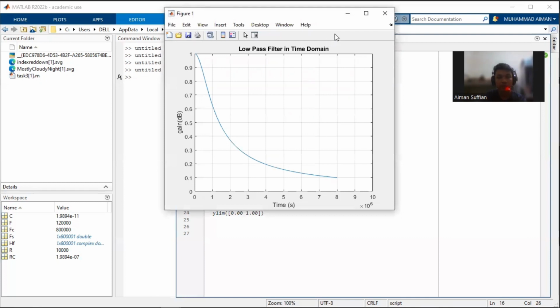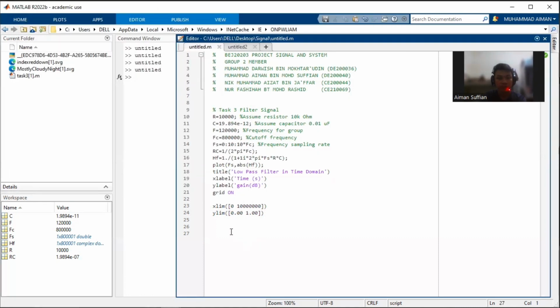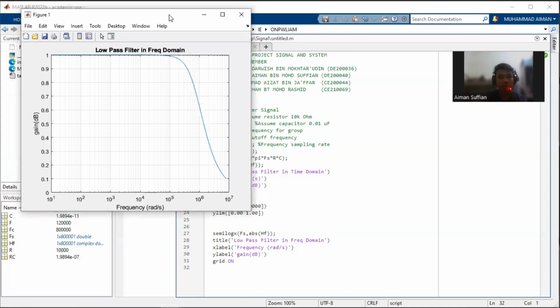And this is our low pass filter in time domain. So for the frequency response, I will make a new coding here, and then I will just simulate it again to get the frequency response. So this is our result, low pass filter in frequency domain. Thank you.